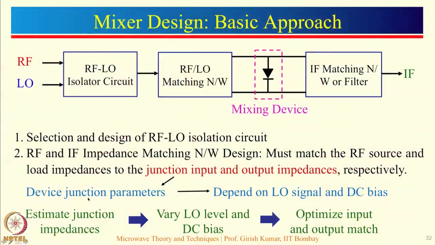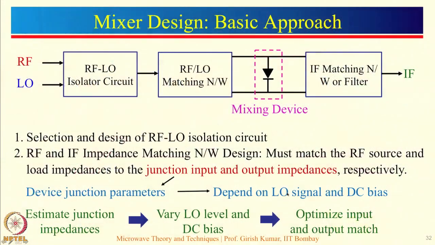So it's very important or critical to choose what impedance you will use to start the design process. That's why the device junction parameters actually decide these junction input and output impedances, and these device junction parameters depend on the LO signal and the DC bias applied. So this is what we do. We estimate the junction impedances, we vary the LO level and DC bias to optimize the input and output match so that we get a desired matching performance.